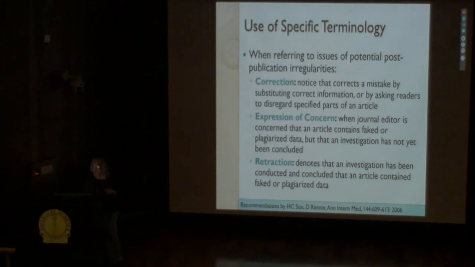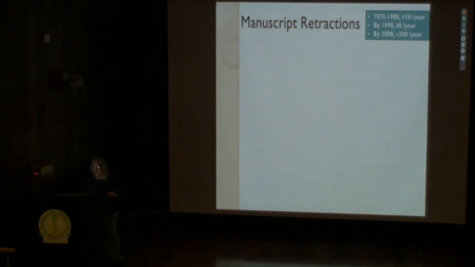And the retraction really denotes that the investigator found faked or plagiarized data. So sometimes it's the level of the error, okay? And we're talking about manuscript retractions. Years ago, decades ago, it wasn't really common. But then more and more, by 2008 there were about 200 per year. So people are really, really looking at the data that's being published.